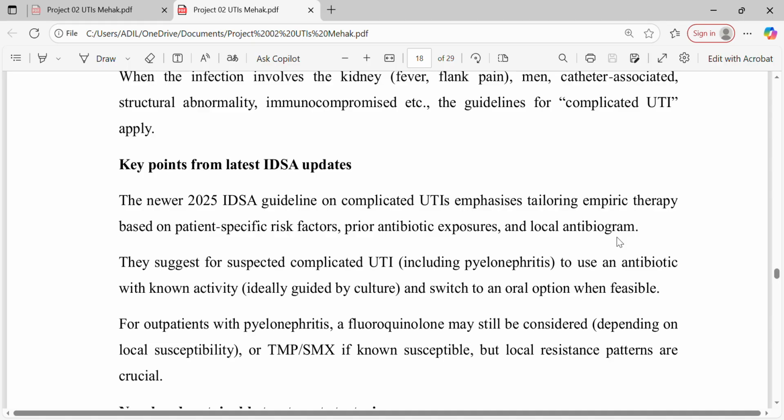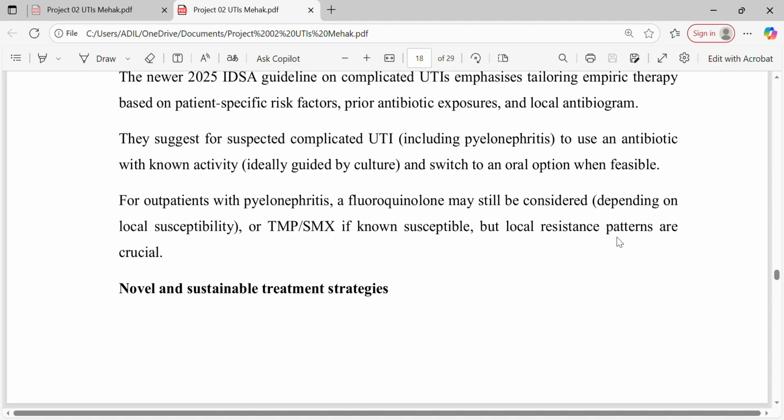They suggest, for suspected complicated UTI including pyelonephritis, using an antibiotic with known activity, ideally guided by the culture, and switching to an oral option when feasible. For outpatients with pyelonephritis, fluoroquinolones may still be considered if known susceptible, but local resistance patterns are crucial.